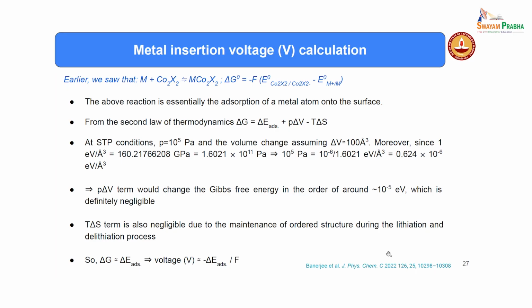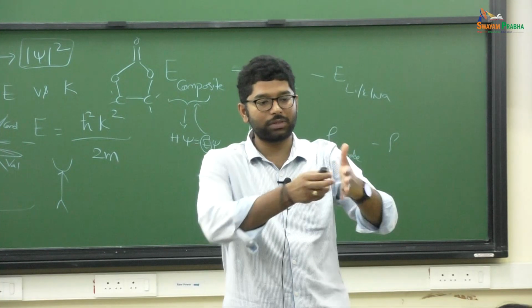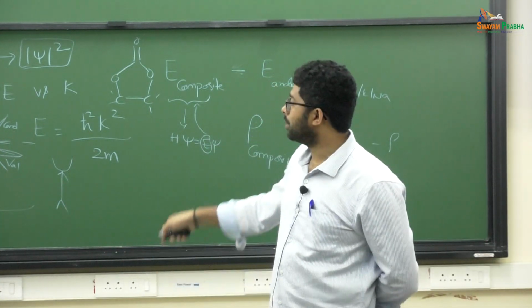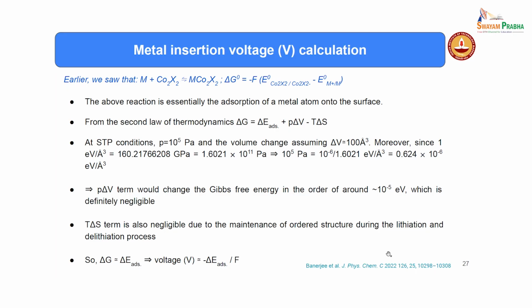Here we are neglecting both the P delta V and T delta S, because delta V corresponds to the volume change, and you are considering an anode material for which the changes will be very minimal. Even if you assume that you are adding the metal atom, the change will be only minimal. For example, say 100 angstrom cube, 5 layers I have added, that means roughly I can go in this direction 10 angstroms, in this direction another 10 angstroms. So that corresponds to only 100 angstrom cube, and the ambient pressure, which is nothing but 1 bar, is equal to how many pascals? 10 to the power of 5.